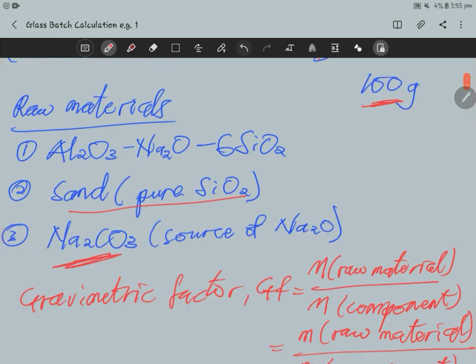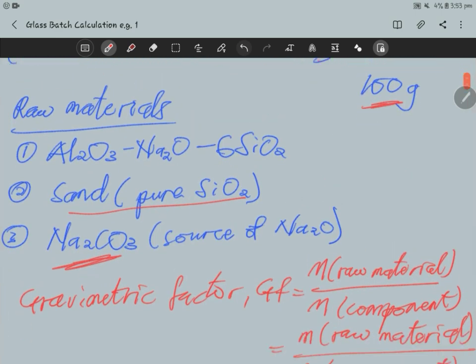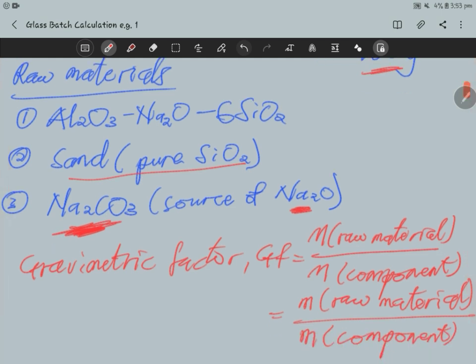So let's say, using this one for instance, Na2CO3, we know that you can get this Na2O from it when you heat it at high temperatures, right? So if you are trying to get a gravimetric factor, you can use the molecular weight of this one as the raw material, and this molecular mass here as the component of this Na2CO3, right? And if you have their masses too, it's just the same thing. So that's what those things mean.